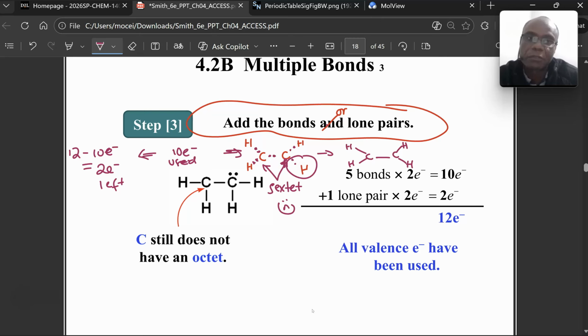You can put the 2 electrons on one of those carbons. That satisfies the carbon to the right with an octet. 3 bonds is 6 electrons. Each bond is 2 electrons. And then now share.